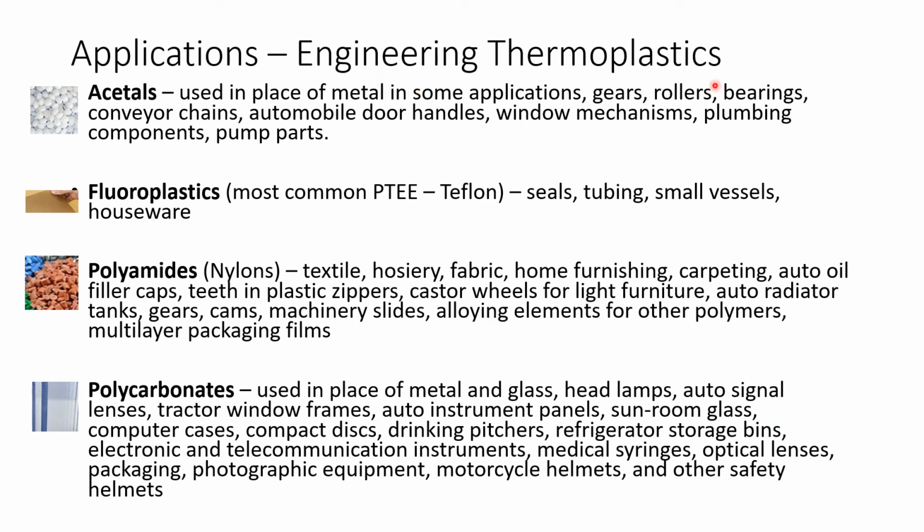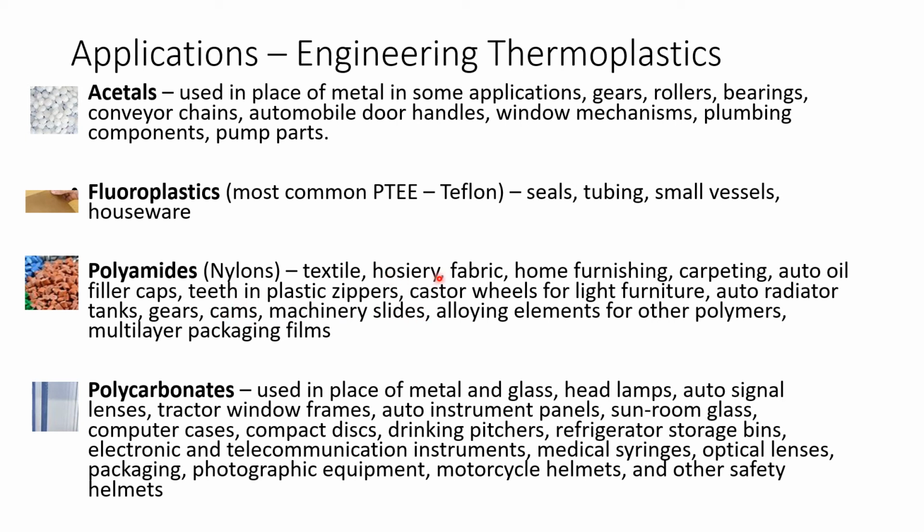Application for engineering thermoplastics. So we have acetals, fluoroplastics, your Teflon, your polyamides, nylons, and your polycarbonates. For acetals, we use them in place of metal because they're very strong. We use them in conveyor chains, automobile door handles, pump parts, seals, tubing, small vessels. They're not limited to only what I listed here, there are many more. Teflon we use also for pans and housewares.